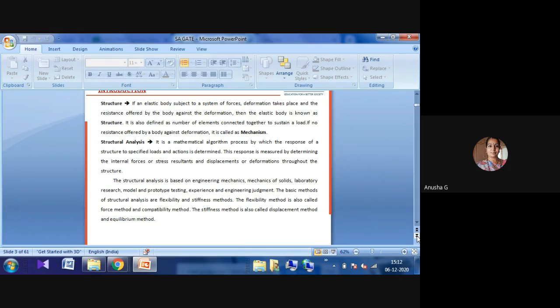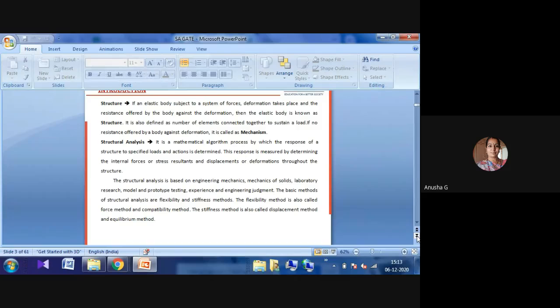Structural analysis is based on engineering mechanics. The subjects involved are mainly engineering mechanics and mechanics of solids, laboratory research, and model and prototype testing of the mechanisms, and then some experience and engineering judgment.